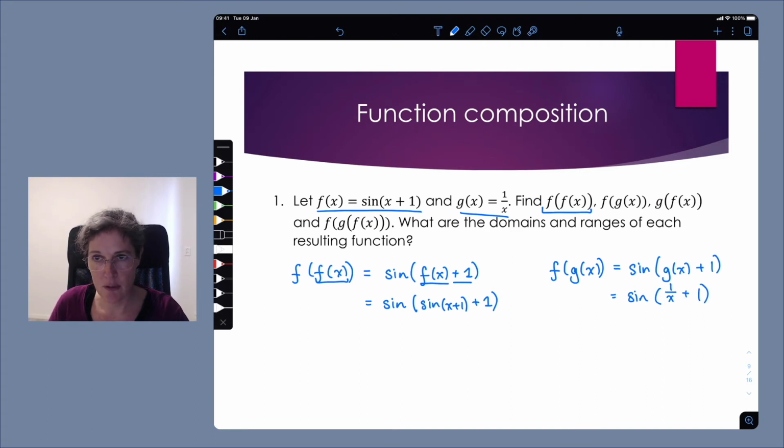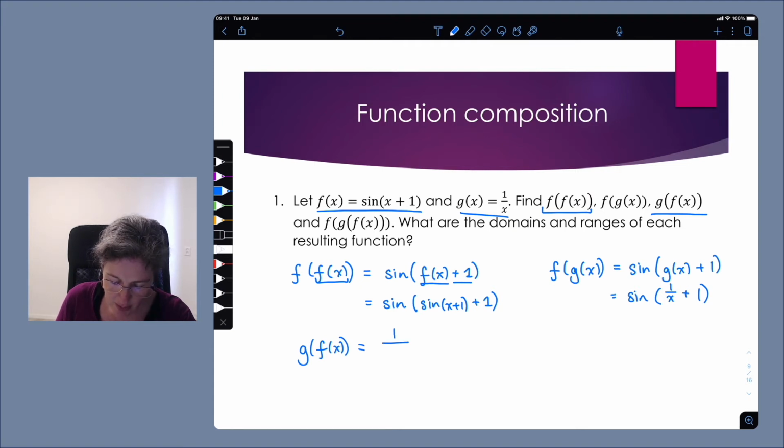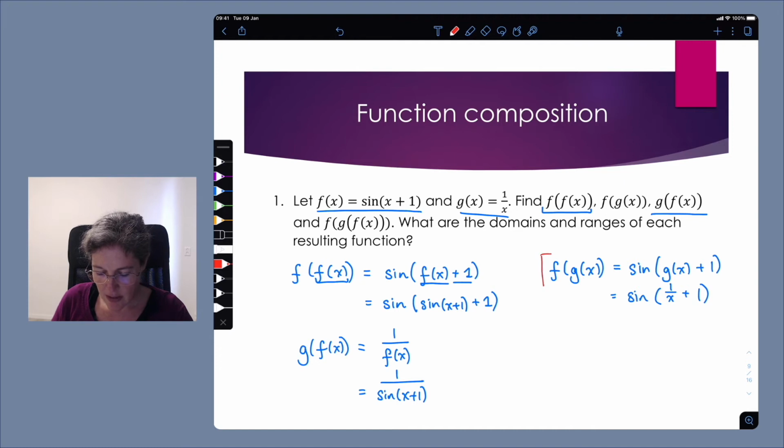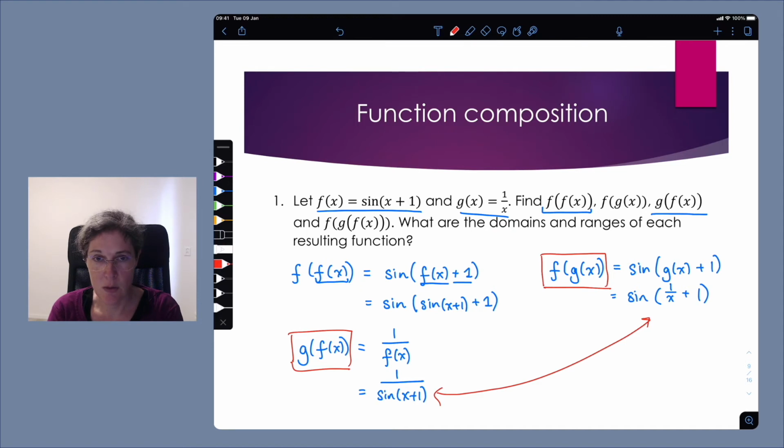Okay, pretty straightforward. Now let's work out the opposite. Let's find g composed with f of x. So this says take g, and wherever you see x in its formula, replace that with f of x. So here's my g of x. I've got a 1 over x, but I'm going to replace that x with f of x. And if I now substitute in for the formula for f of x, I get 1 over sine of x plus 1. So the key thing to notice here is it really matters which order you do your composition in, because you'll see that 1 over sine of x plus 1 is definitely not the same as sine of 1 over x plus 1.